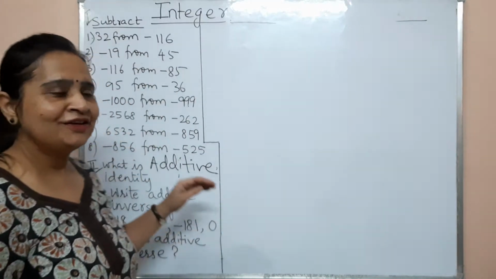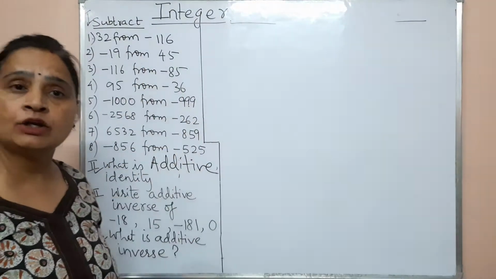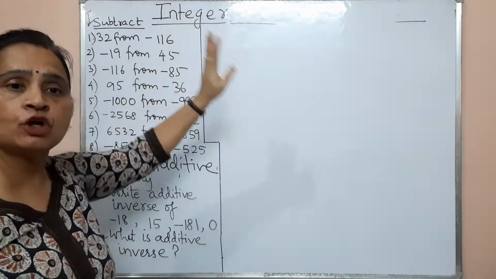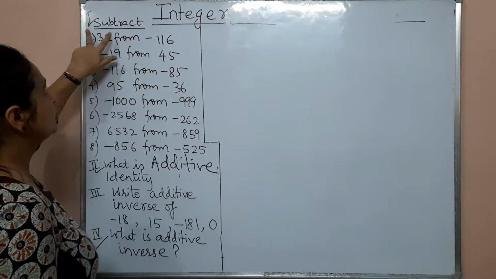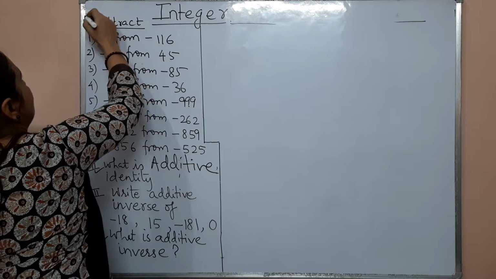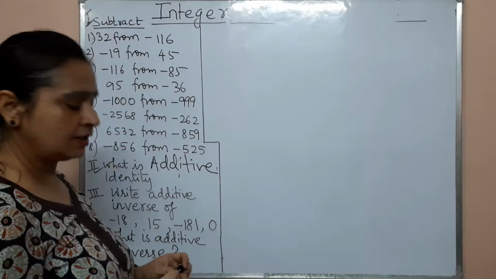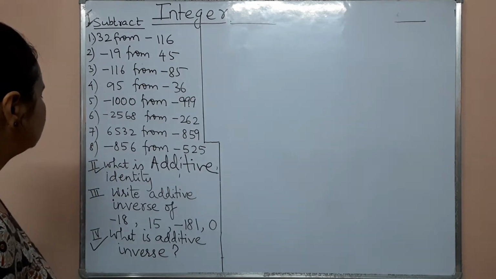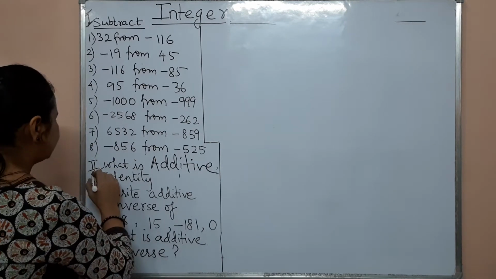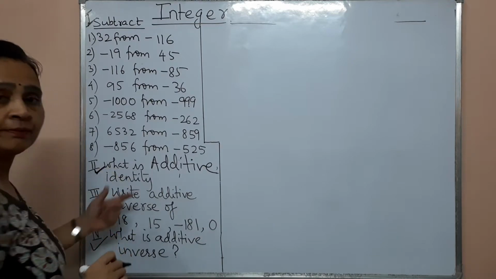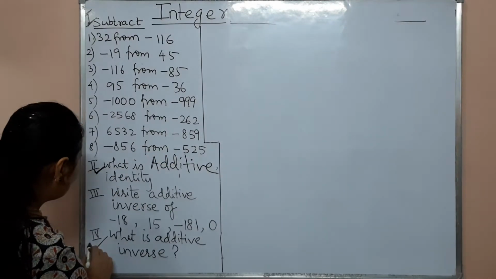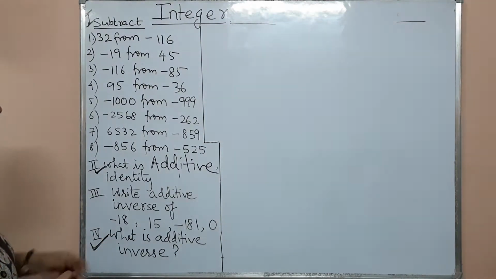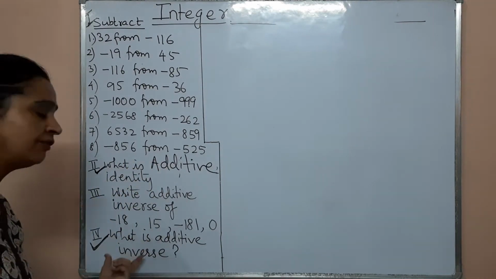Hello students, we have already studied one of the operations on integers, that is addition of integers. Now the second operation is subtraction of integers. We have to study how to subtract two integers. Before that, let us first know what is additive identity. It is just a reminder, we have already studied it. We need to know these two things: additive identity and additive inverse.